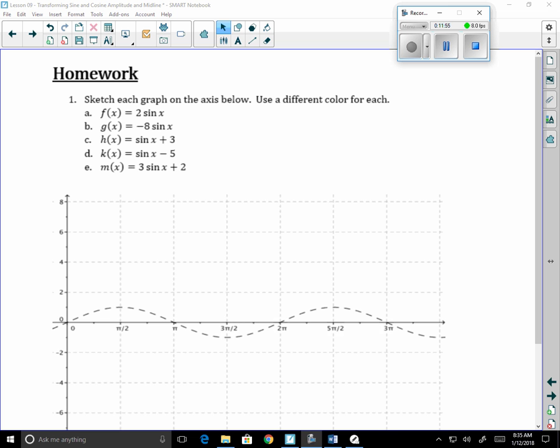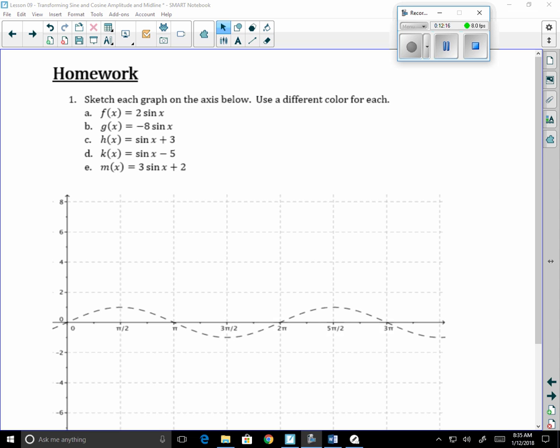All right, so welcome back. So I'm hoping that you had a chance to try the homework here. Notice it's asking you to sketch 5 different graphs on the same set of axes, which can be a little bit confusing. So what it said to do here is to use 3 or 4 or 5 different colors, it actually makes a little bit more sense.